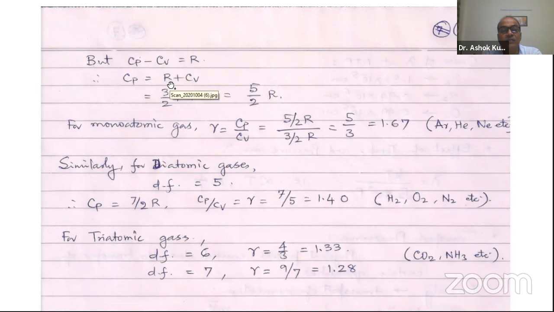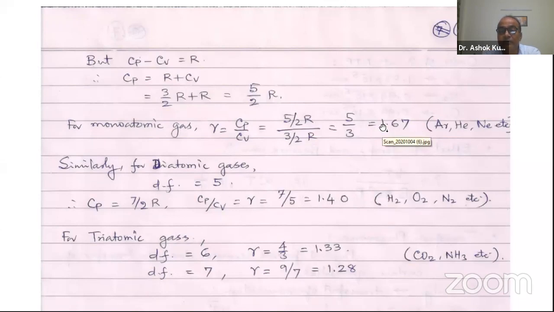So in place of Cv we write 3 by 2 R and plus this R. So this is equal to 5 by 2 R. All right. Now for monoatomic gas, can we write gamma is equal to Cp upon Cv is equal to 5 by 2 R divided by 3 by 2 R. Okay. So finally we have 5 by 3, R cancels out and it is 1.67. So this 1.67 value we calculated theoretically based on the law of equipartition of energy and the concept of degree of freedom. This is the theoretical value.